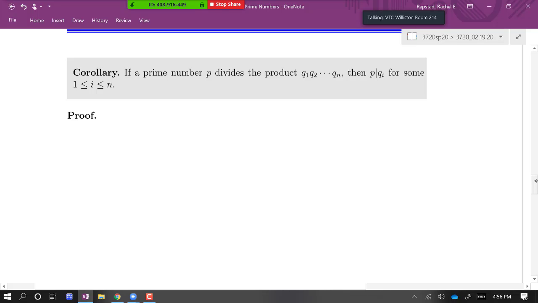All right, so here's a corollary. A corollary is just a result that generally follows from a broader result, like expanding on a result. So if P is prime, and it divides a product, now not just the product of two numbers, but a product of n numbers, q1, q2, up to qn, then P has to divide one of the q's. We're taking it from the case of two factors to the case where P divides the product of a bunch of things. The only way that happens is if P divides one of the things. We're going to prove this by induction on n.